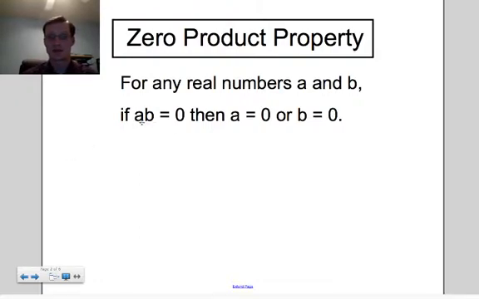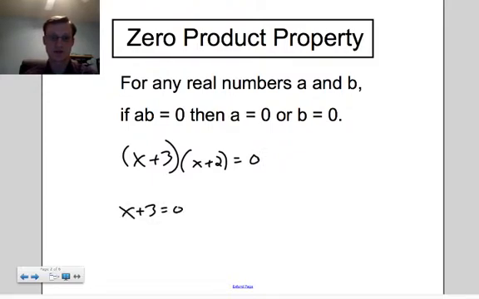Basically, if you multiply two things together, for example, if we had (x + 3)(x + 2) = 0, we can separate them: x + 3 = 0 and x + 2 = 0. How could you remember that?